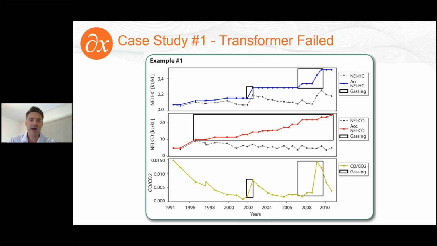So when we look at the graphs, the hydrocarbon fault energy, the top graph, trend showed two distinct gassing events, which indicated thermal fault gas production. And there also is a long carbon oxide gassing event in the middle graph, which suggested continual thermal degradation of the insulating paper. So reliability-based DGA would have flagged the unit for investigation early on in the gassing events, well before the unit failed. And a post-mortem revealed extensive charring of the paper winding insulation.